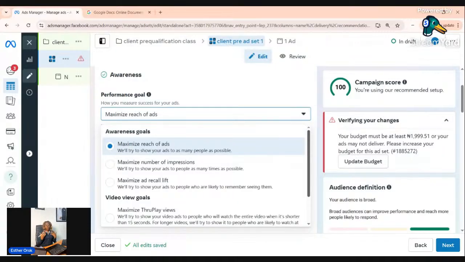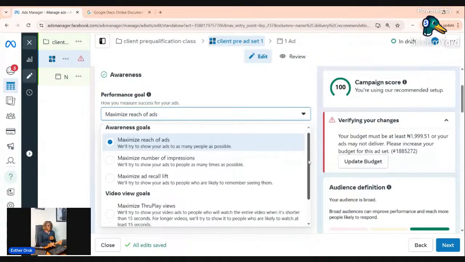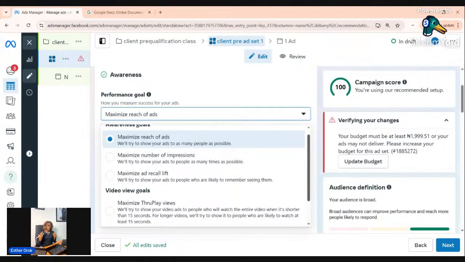So sometimes you might want to maximize the number of impressions because you want someone to see your ads at least 3 times so that they can remember, oh my God, I've seen this lady before. I know this face. I know this person. Right? Now, the third is an option that says maximize ad recall lift. Ad recall is for people who are likely to remember seeing them. This is just proof to you guys that the algorithm is really messing with your psychology.